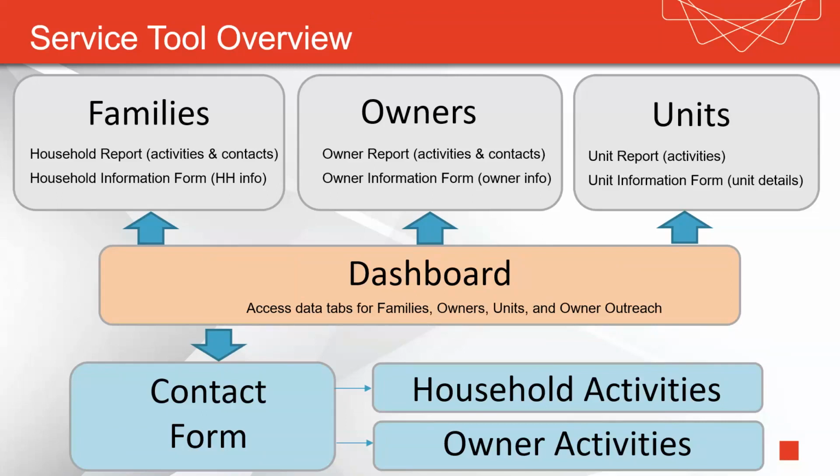And now if we go back to the dashboard. So I said this is the information in the tool. Well, how do you get information in the tool, and how do you use the tool to provide mobility services? That's all centered around this contact form and activity forms. And there are two kinds of activities. There are activities that are done with the household or family, so those activities have their own activity forms. And then there are activities that are done with owners, and so they have their own activity form.